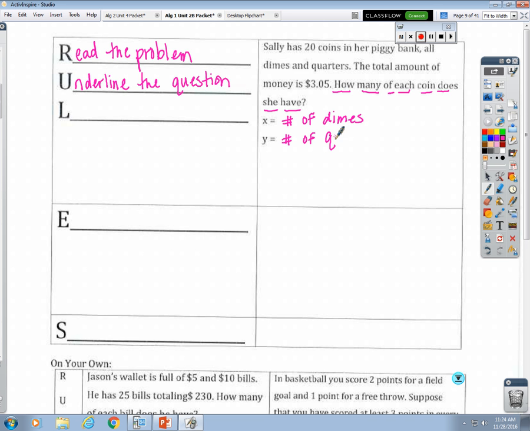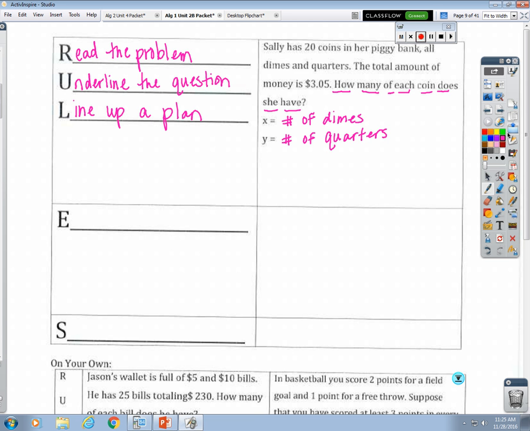Now, do you think it would have mattered had I put X as the number of quarters and Y as the number of dimes? No, it's your choice. It doesn't matter. You'll get the right answer no matter which way you do it. Okay, what did the L represent? Line up a plan, which basically just means set up your 2 equations.